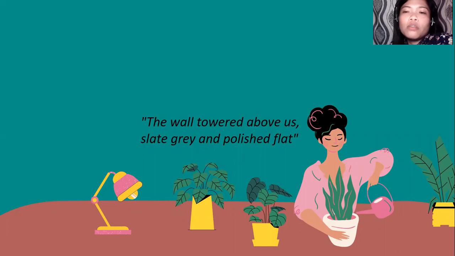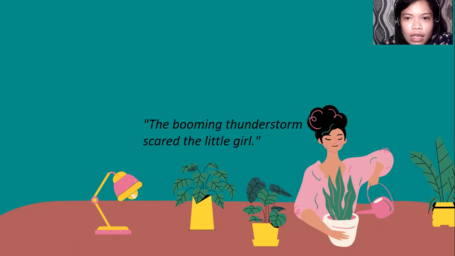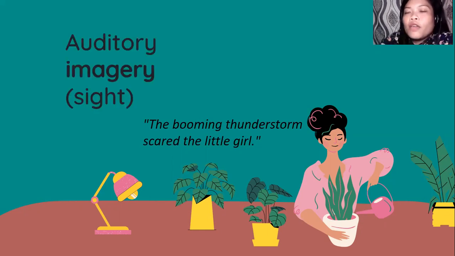So this one, the wall towered above us, slate gray and polished white. What is it? Is it visual, auditory, olfactory? Tactile? What is it? Okay, let's see. Very good. You got it. That is a visual imagery. Next one, be ready. The booming thunderstorm scared the little girl. What type of imagery is it? Okay, very good. That is the auditory imagery.